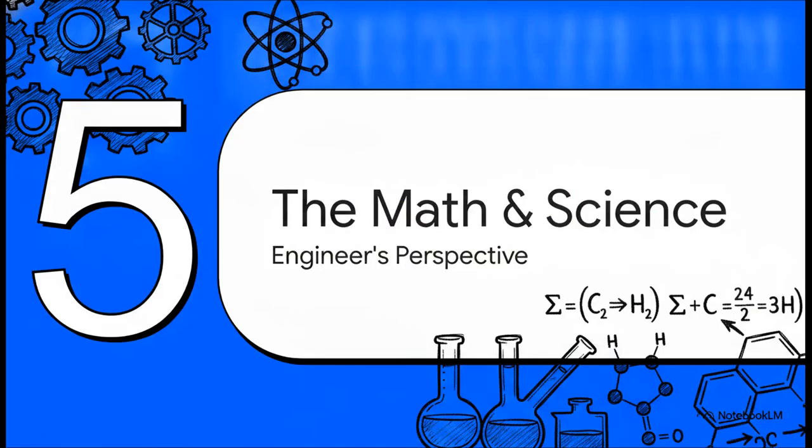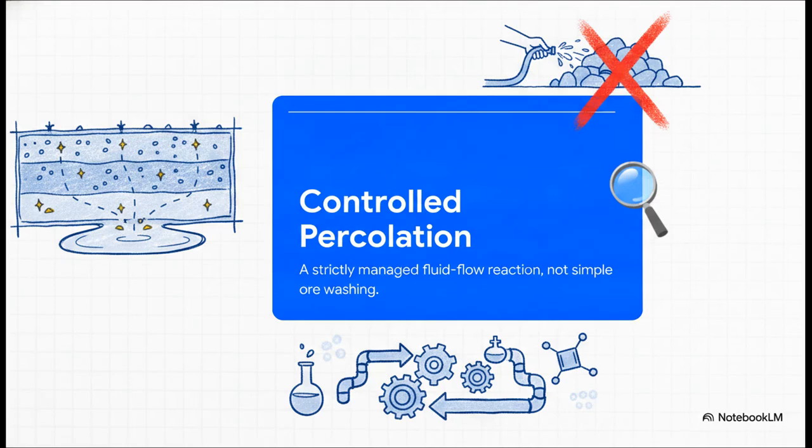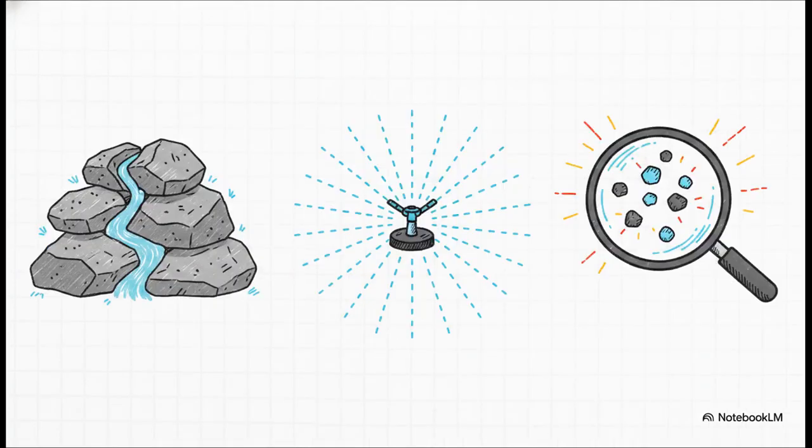Section 5, the engineer's perspective. Let's get a little technical. Okay, we need to completely bust a very common misconception right now. Heap leaching is emphatically not, I repeat, not just ore washing. You aren't just out there flushing the gold out directly with a giant hose. Any engineer will tell you this process is a controlled percolation chemical system. It is a highly precise, heavily calculated, and strictly managed fluid flow reaction. And this perfectly illustrates the complex math behind the magic.